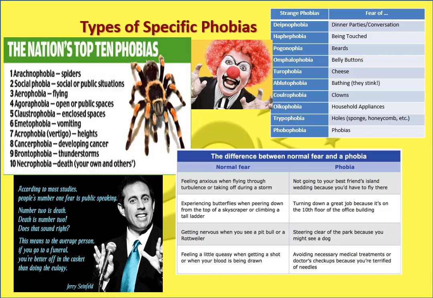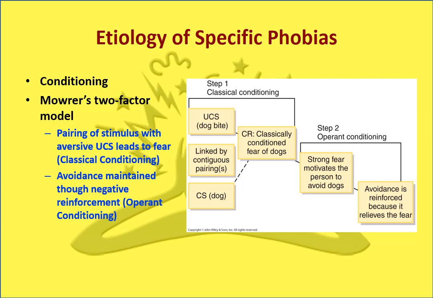Coulrophobia, or the fear of clowns, is made a lot of in movies and stuff. Some people are afraid of holes, like in sponges or a honeycomb or something. We laugh at some of these because they sound ridiculous, but if people truly have a fear of them and it interferes with their life, it becomes a problem.